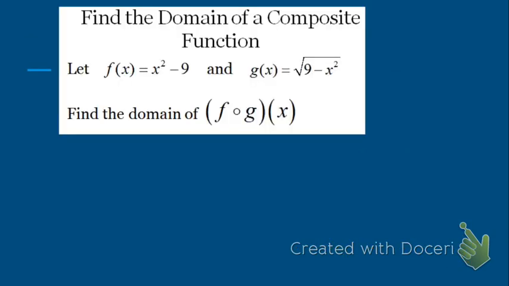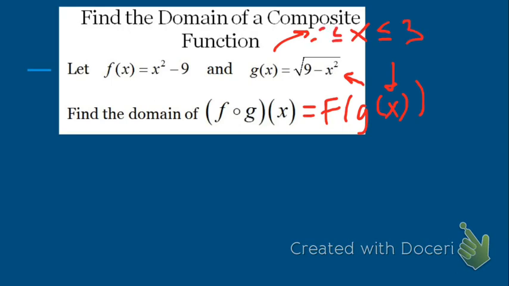Let's try another one. Let's find f of g of x if f of x is x squared minus 9 and g of x is root 9 minus x squared. First, we have to make sure whatever x is can be taken on by g. Now the domain of g of x is all real numbers between 3 and negative 3, because if you solve the inequality 9 minus x squared is greater than or equal to 0, that is what you would get.